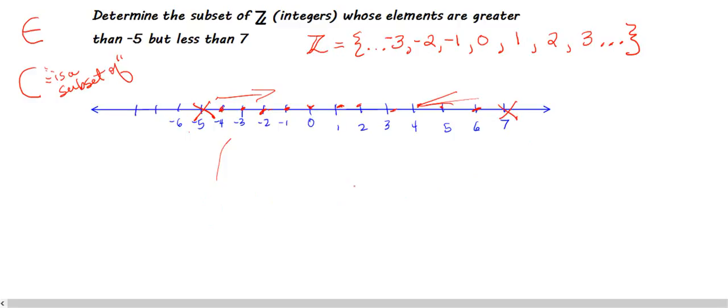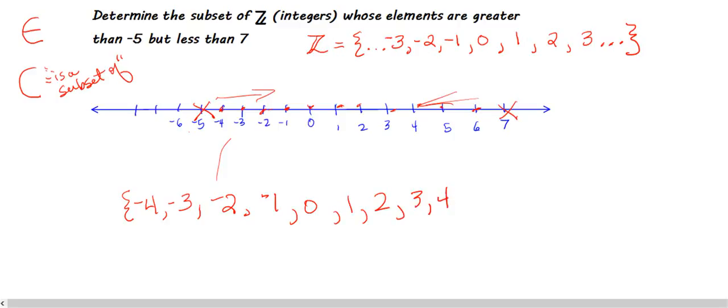So which integers are indicated here? We're looking for a subset, including what? Just -4, and so on, no dots by the way, and then 6. So this set is a subset of the integers, and it contains the values that are greater than -5 but less than 7.